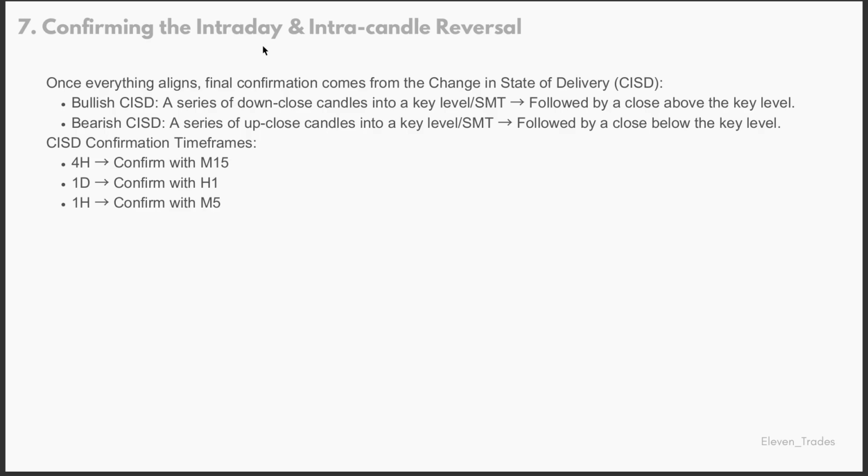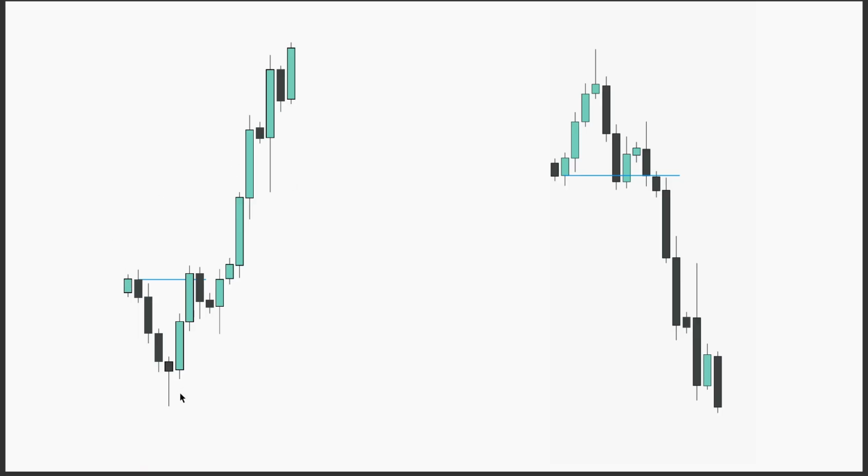So you have to wait after the reversal signature of the candle 2. You have to wait for the closure above the series of down close candles. In a bullish example, down close candles followed by closure above, and in a bearish you have to wait for a closure below the series of up close candles that tags a PD array, and that is your candle 2 reversal confirmation. And the candle 3 will be an expansion candle after the change in the state of delivery is confirmed.